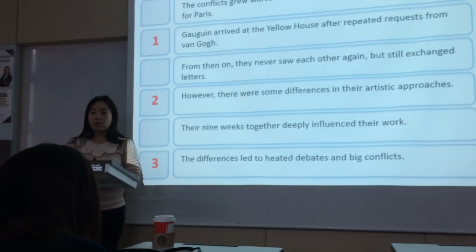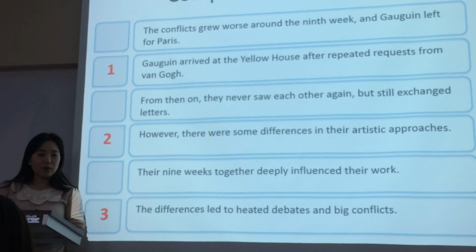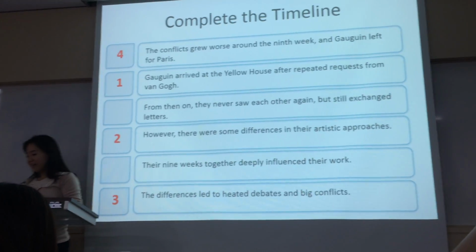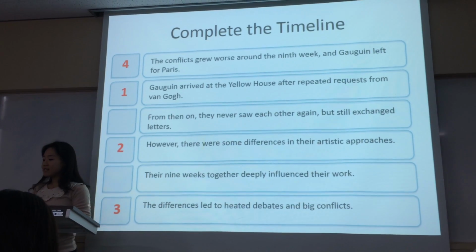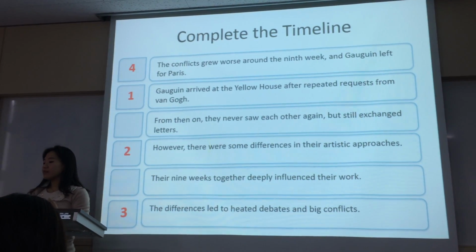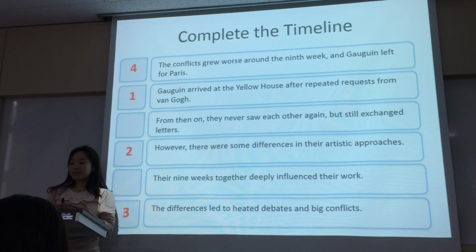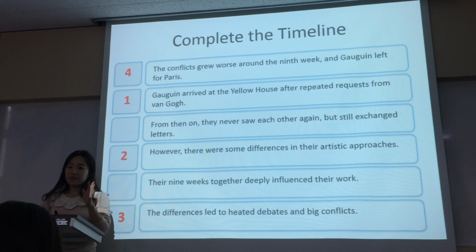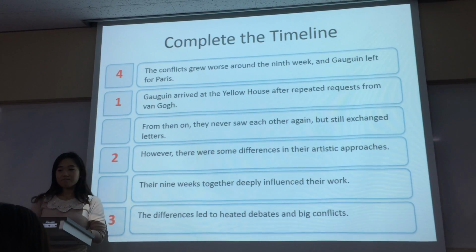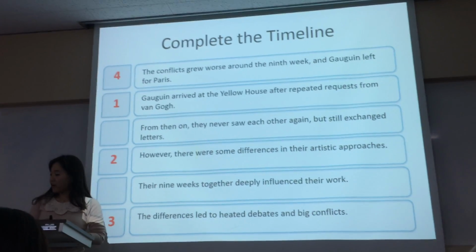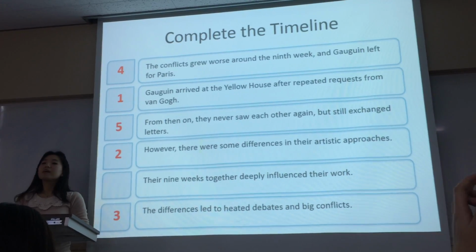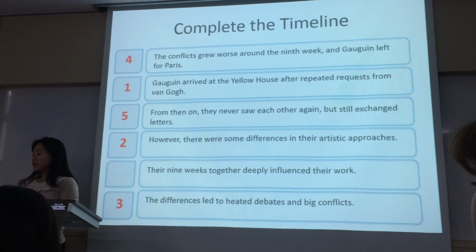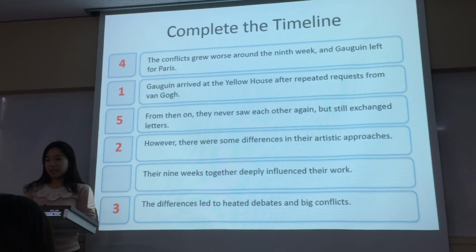After this conflict, what is the fourth event? Do you guys know? Jisoo? Alright. The fourth event is the conflict grew worse around the 9th week, and Gauguin left for Paris. After he left, do you know what the fifth event is? Alright, Jiyoung. Good job. Yeah, as Jiyoung said, they never saw each other again, but still exchanged letters.